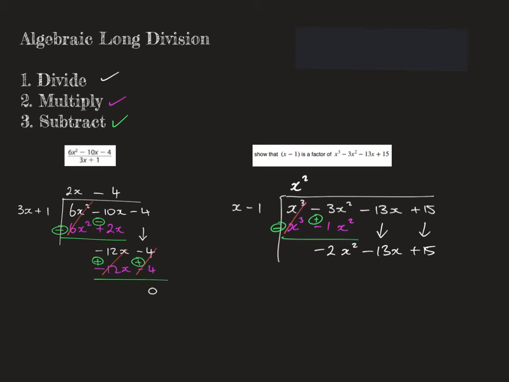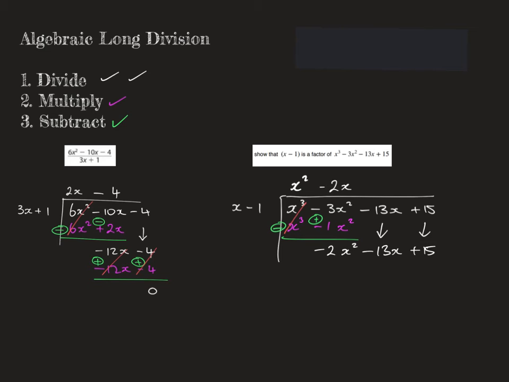So the second cycle is to see how many times this divides into this. So we'll start by doing the second cycle. So we can see there x divides into minus 2x squared, and it's going to be minus 2x times. So I'll put in my minus 2x.